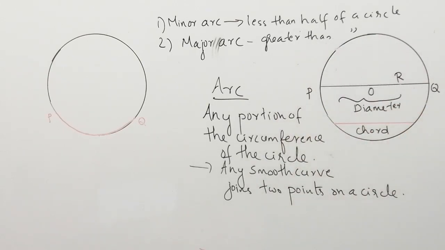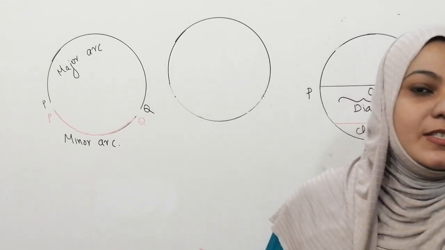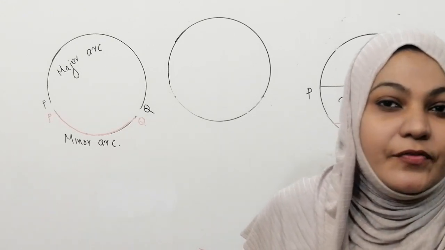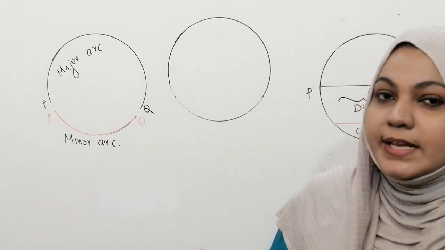So now we can learn what is segment. Now we can start the segment of the circle. For learning segment of the circle, we need two terms that are arc and chord. So you understood what is arc?